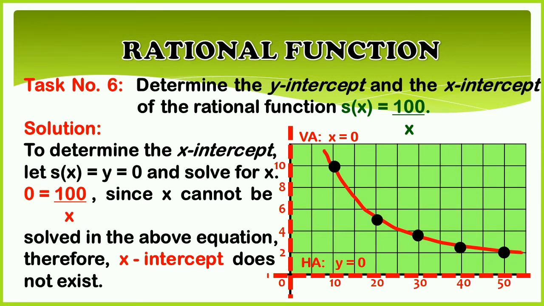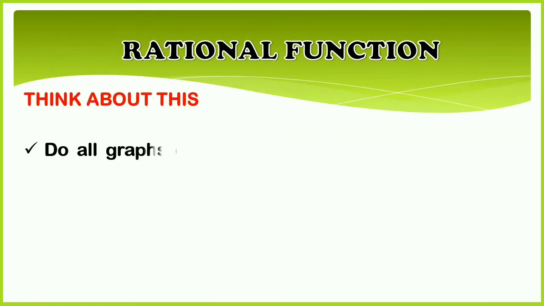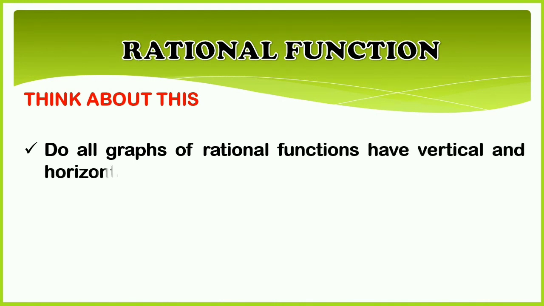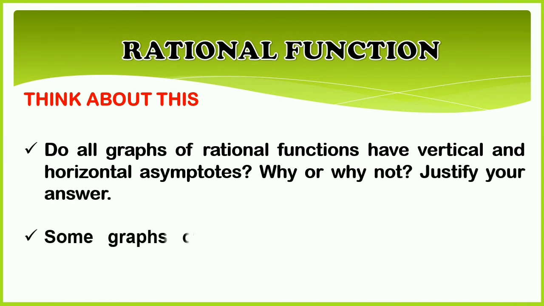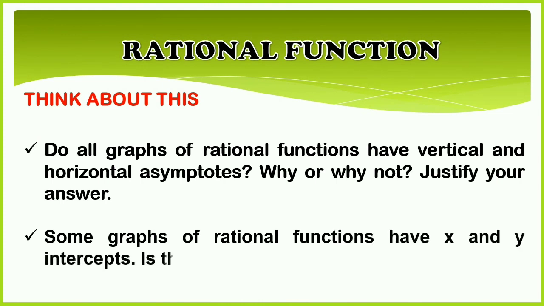What we have just explored is the graph of a rational function based on a real-life scenario. And now let's think about this. Do all graphs of rational functions have vertical and horizontal asymptotes? Some graphs of rational functions have x and y intercepts. Is this true?